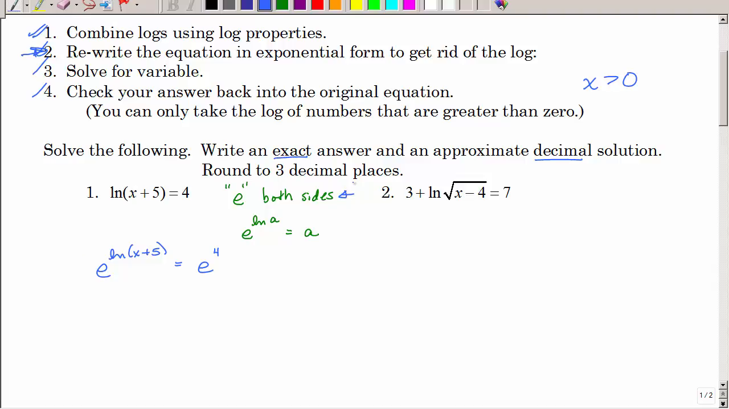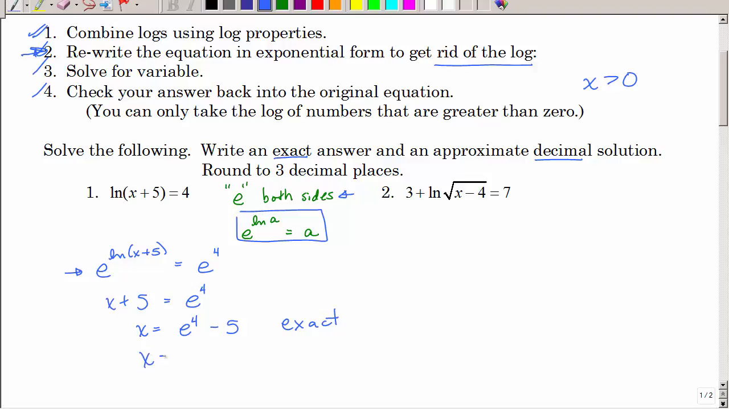What happens on the left, because of this inverse property, is that this is just x plus 5 equals e to the 4th. So I got rid of the logarithm by doing that. Now I just need to solve for x. So x is e to the 4th minus 5. So this is my exact answer.